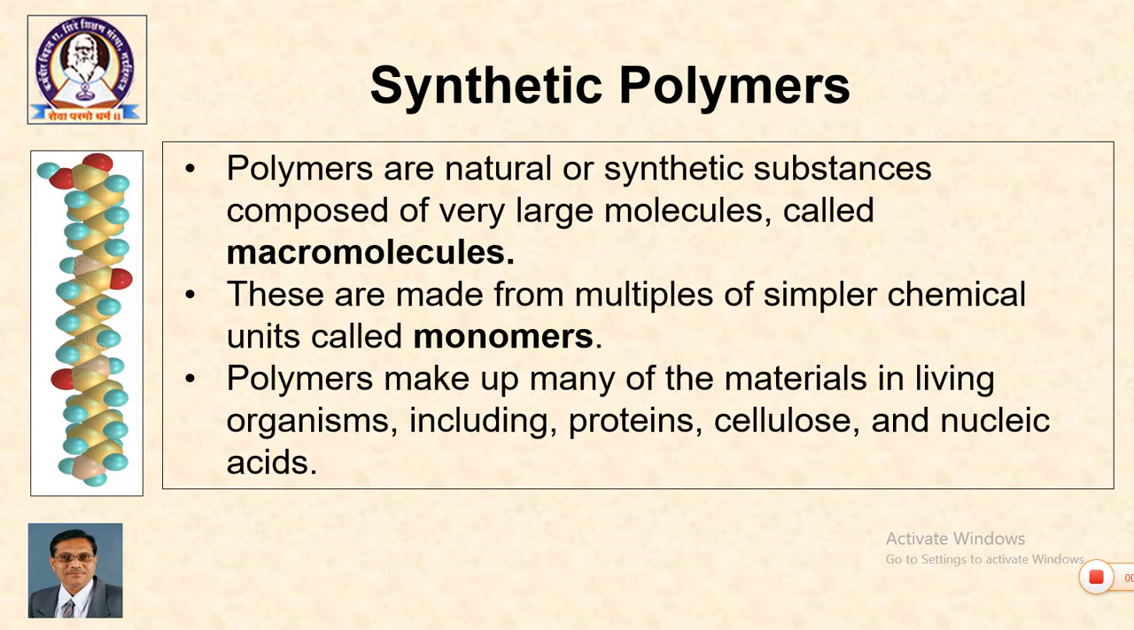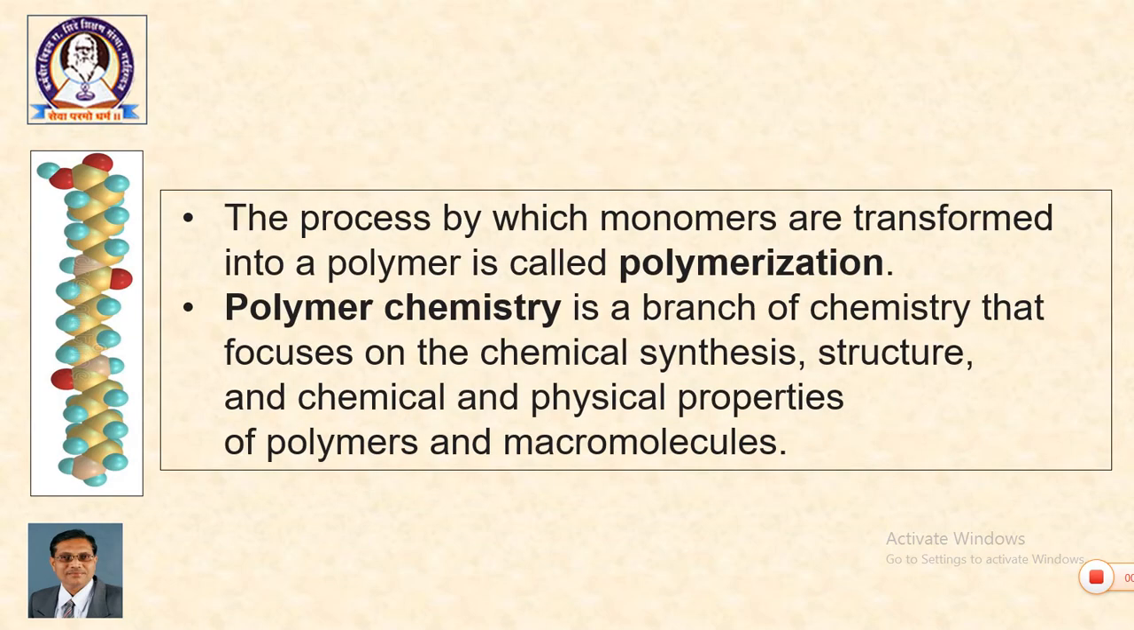Monomers undergo a chemical transformation, which is called polymerization, to give macromolecular compounds called polymers. Polymers make up many of the materials in living organisms, including proteins, cellulose and nucleic acids. These are natural polymers, of course. I will repeat once again, polymers are macromolecules formed by polymerization of monomers. In other words, monomers are the building blocks of synthetic polymers or, in general, polymers. The process by which monomers are transformed into polymer is called polymerization.